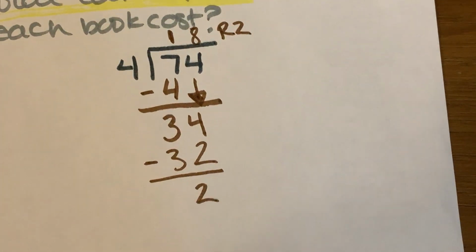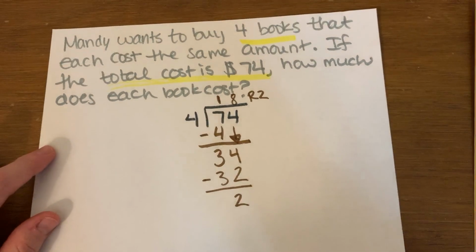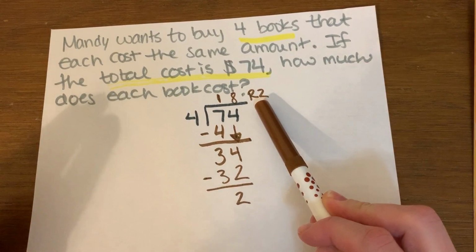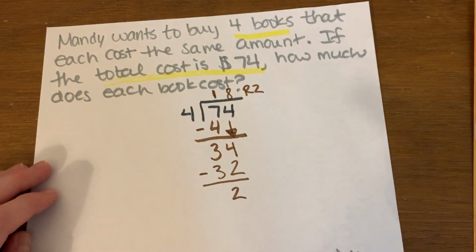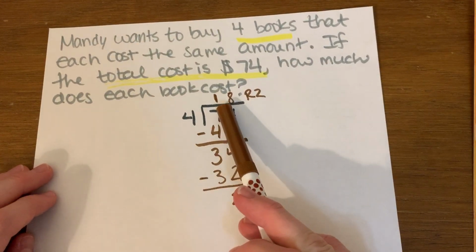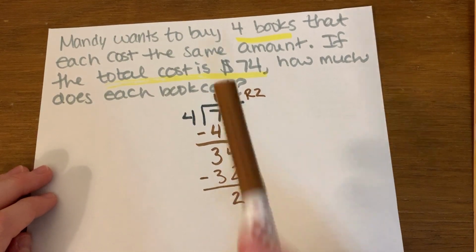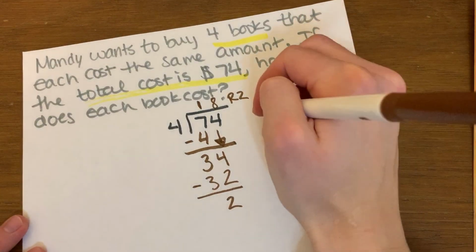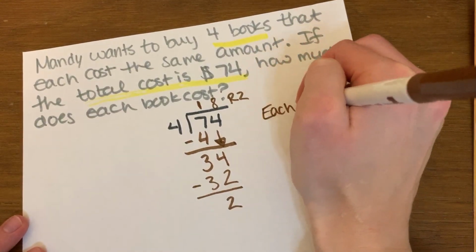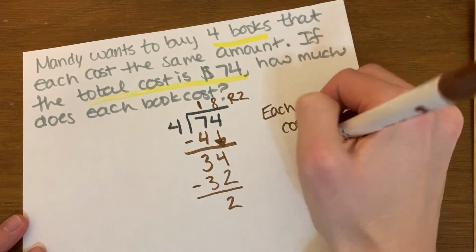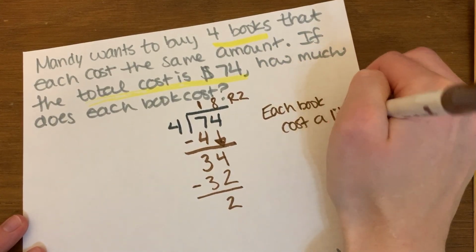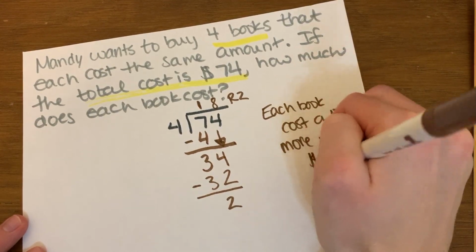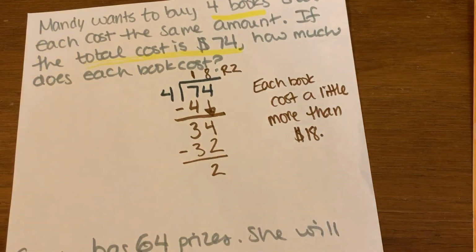Okay, so how much does each book cost? Well, I don't know for sure, because I'm not going to change that into decimal. I'm not going to worry about that. So I'm thinking that each book costs just a little bit more than $18, I would say. Just a little bit more. So I can say each book costs a little more than $18.